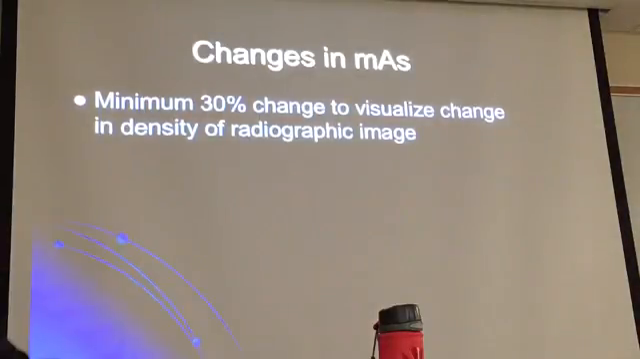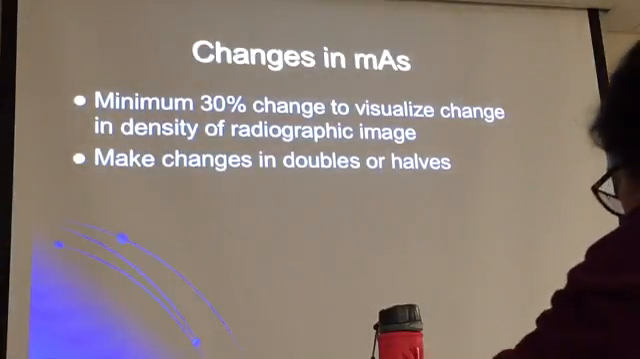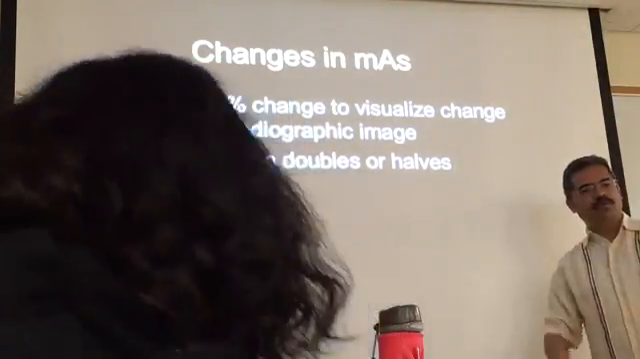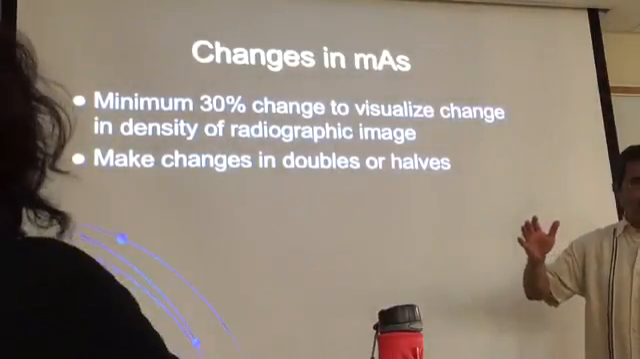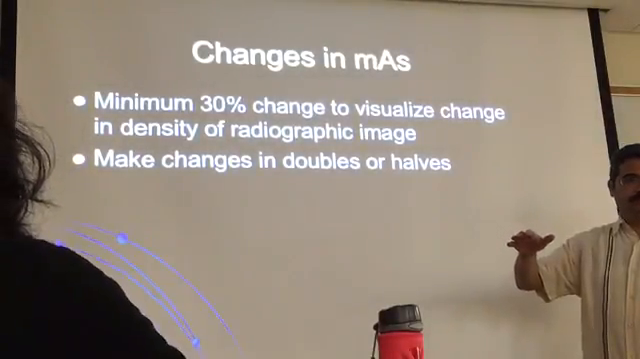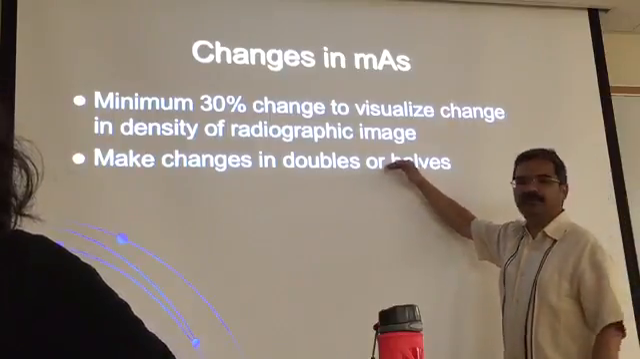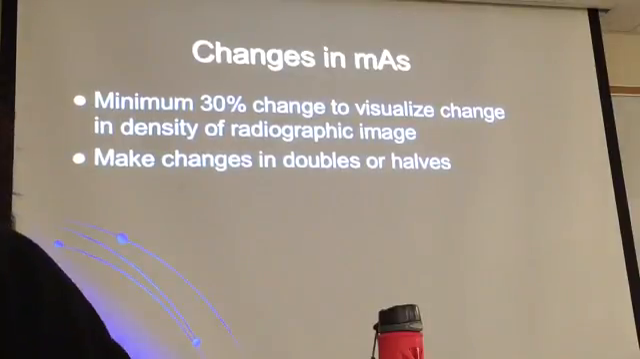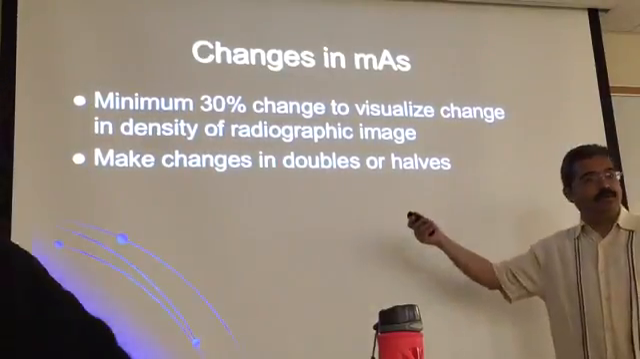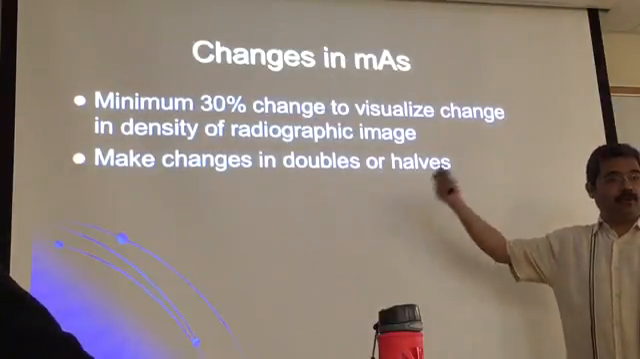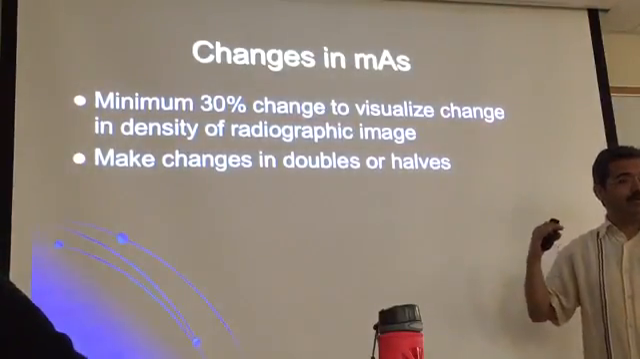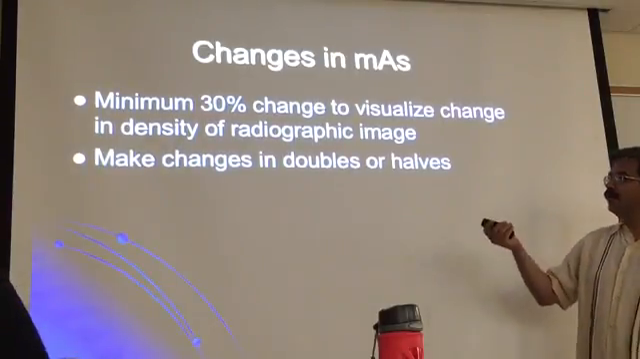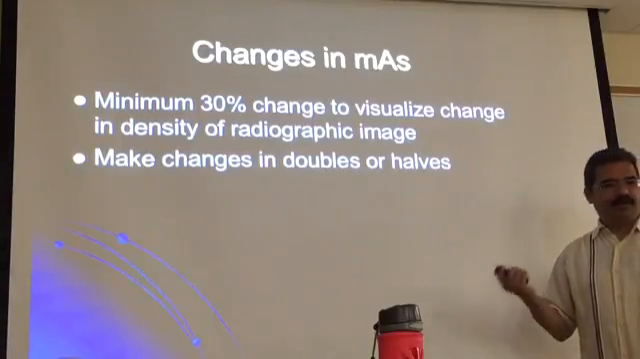So let's go back here. What is recommended? Let's go back to film. Make changes in doubles or halves. Either you double your mAs, an increase of 50%, or you decrease it by 50%, for it to be noticeable. Otherwise, you don't see it. With 30%, you're not going to see it.